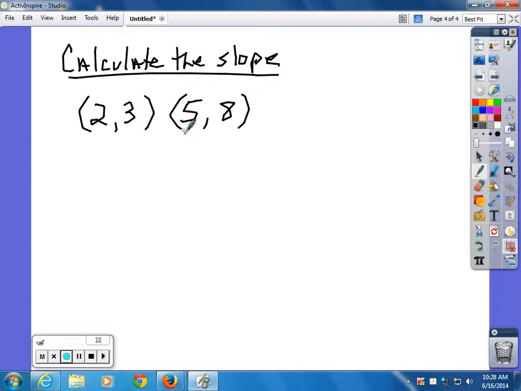Okay, I didn't give you an equation, I gave you what? 2 points. And which way do we read? Left to right. So this is x sub 1, y sub 1. This is x sub 2, y sub 2. Your first x, your first y, your second x, your second y. Now that's not rocket science. Just read left to right. And now you write your formula down.